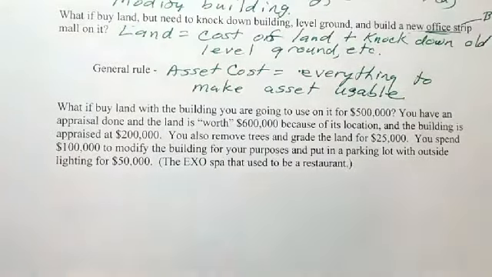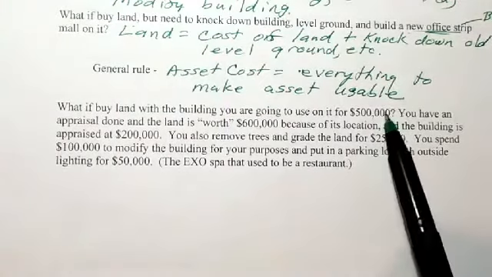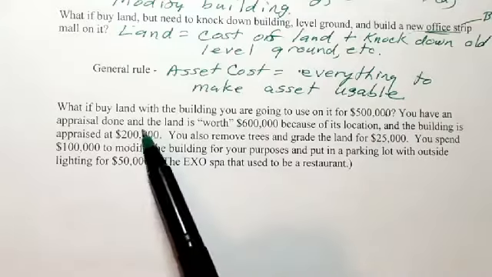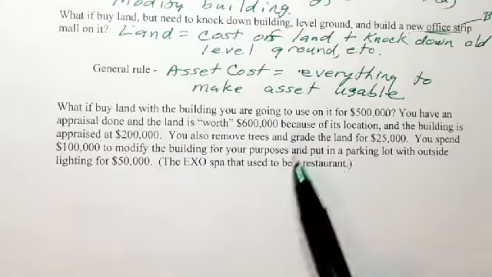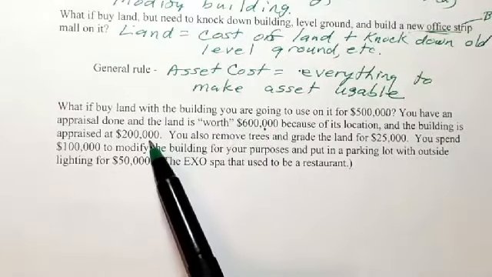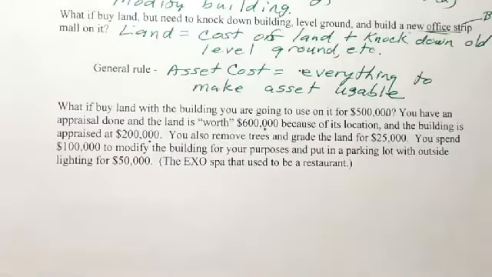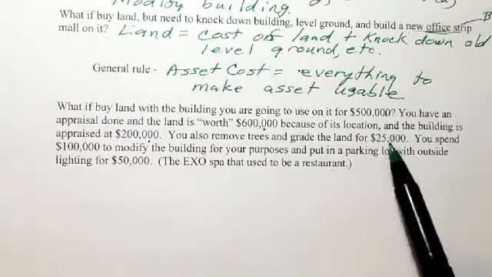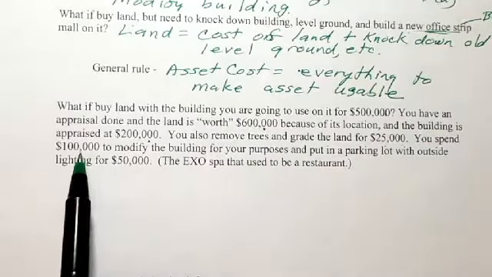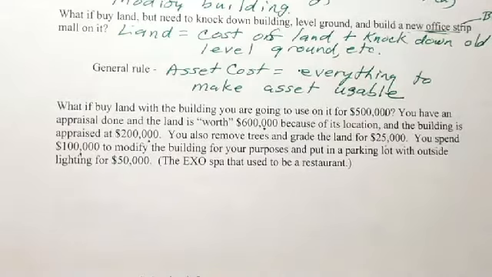But let's say we're going to buy land, it has a building on it, we spend $500,000. We have an appraisal done, and they say, the land is in a really good location, so we got a bargain because the land itself would be about $600,000, and the building was appraised at $200,000. So we have to remove some trees, we have to grade the land, and then we spend $100,000 to modify the building, and then we put in a parking lot with some lights.